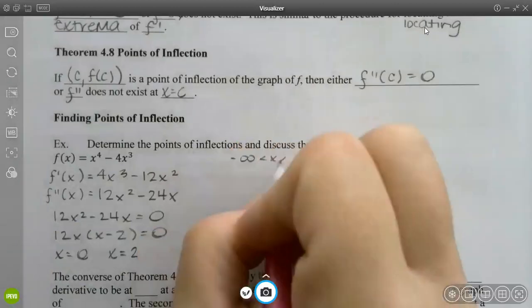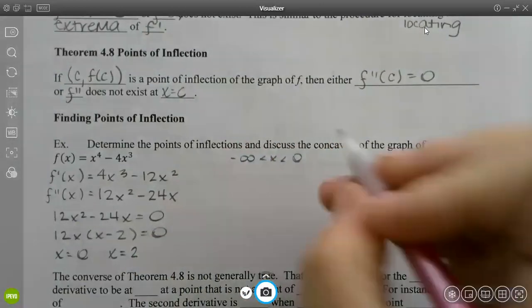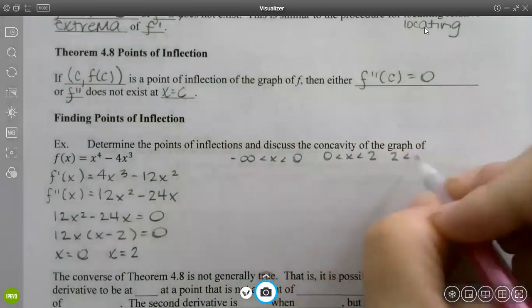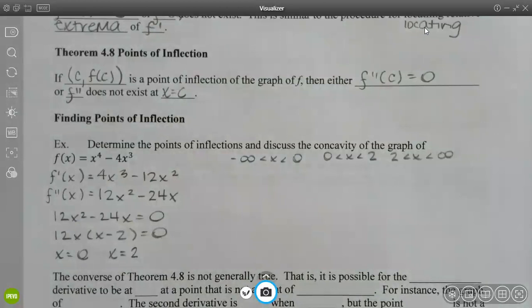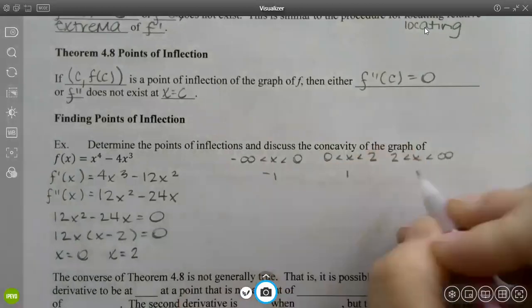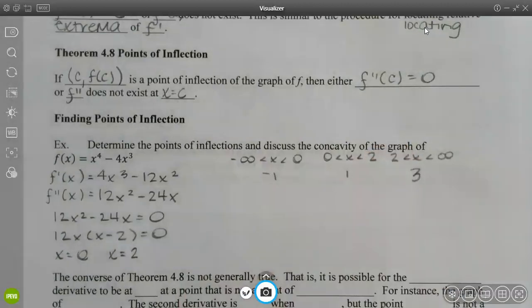Negative infinity less than x less than 0. Your littlest one is 0. 0 less than x less than 2. Your next one is 2. And then 2 less than x less than infinity. All right. Give me a value. -1, 1, and 3. Plugging that into the second derivative.